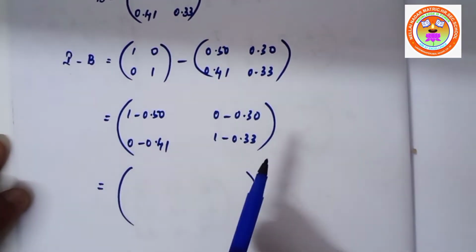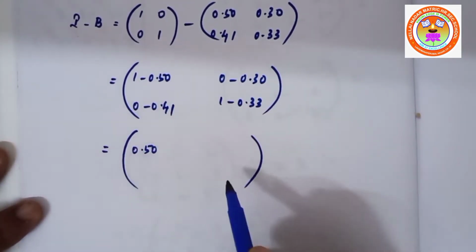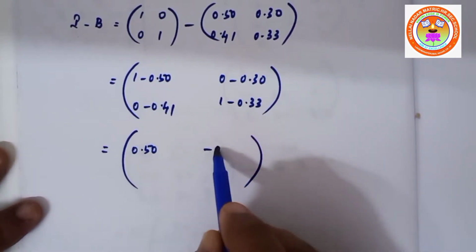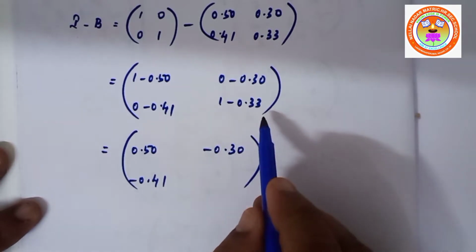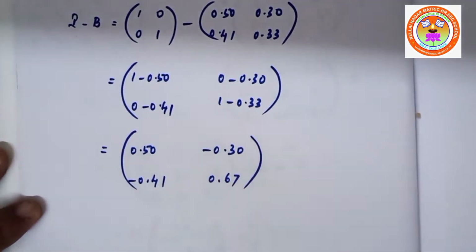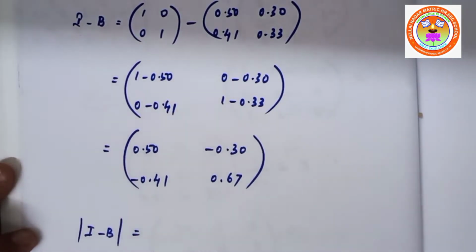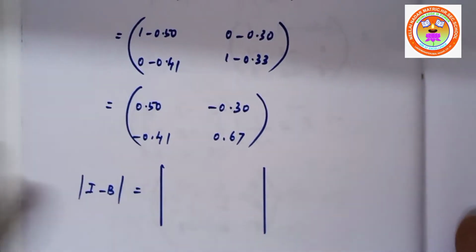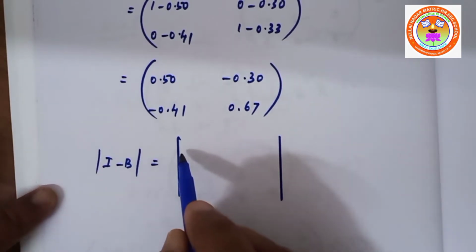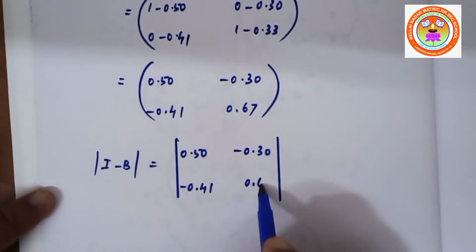For doing the calculation, you can make use of the calculator that is allowed for you. 1 minus 0.50 is 0.50, 0 minus 0.30 is minus 0.30, minus 0.41, and 1 minus 0.33 is 0.67. Okay. Now I am going to find the determinant of I minus B, sorry, not AB. Here we have the four elements: 0.50, minus 0.30, minus 0.41, and 0.67.